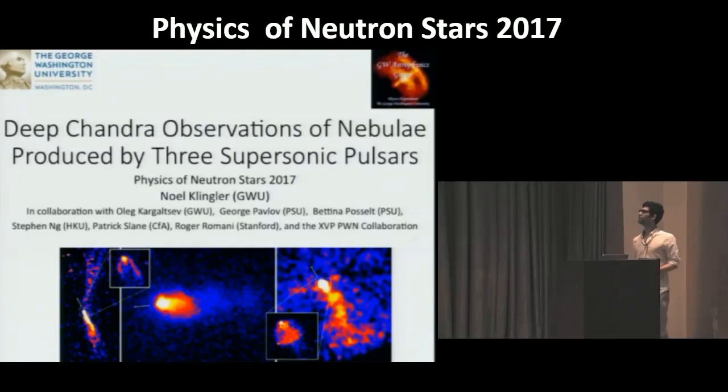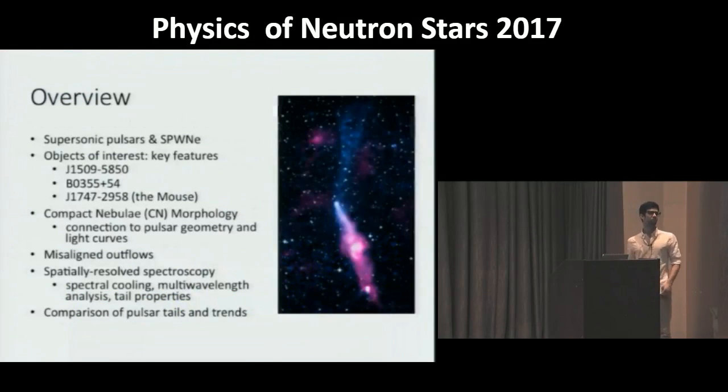So today I'll be talking about deep Chandra observations of the nebulae of supersonic pulsars and the long extended tails and other features they produce. A brief overview of what I'll be talking about today is basic properties of supersonic pulsars and their supersonic pulsar wind nebulae. The 3 objects of interest today: J1509-5850, not to be confused with B1509-58, which is a different pulsar. There's a poster of it in the poster session if you want to see that one. B0355+54, and J1747-2958, or the Mouse.